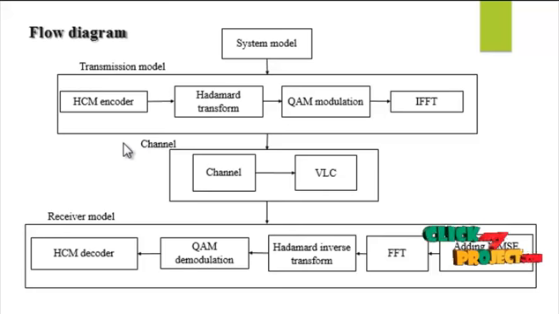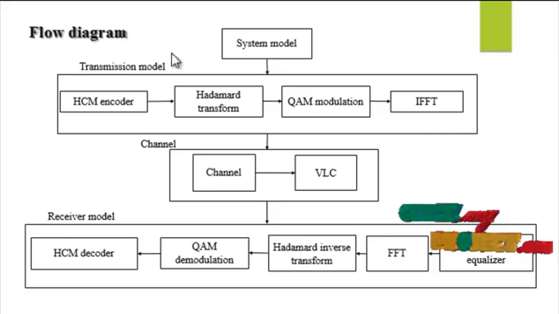In the transmission model, there is an HCM encoder, that is a Hadamard-Coded modulation encoder. We give the input, like a random input or given data. Next, the Hadamard transform is used in the HCM encoder process. Then it is converted by QAM modulation, that is quadrature amplitude modulation, for the mapping. And then on the transmission side, there is the IFFT, the inverse fast Fourier transform. Then the signal is transmitted.